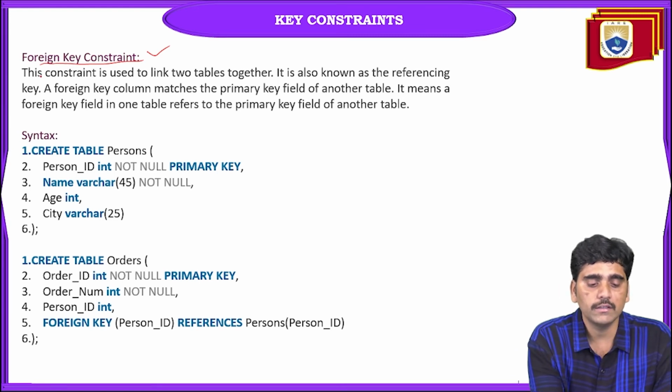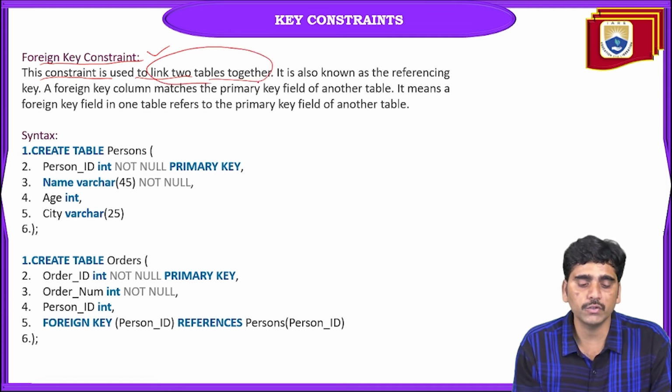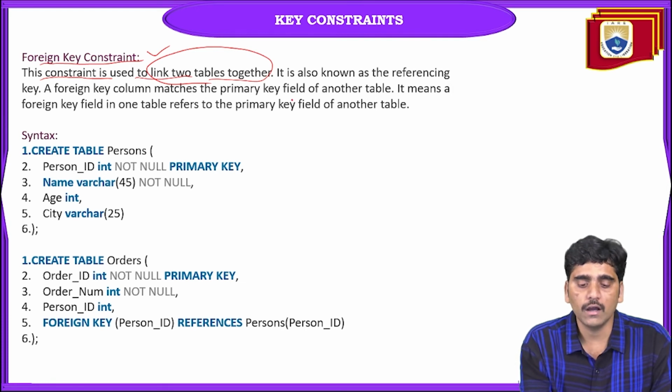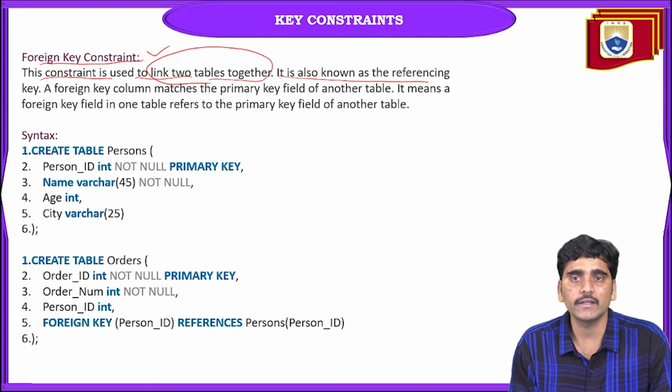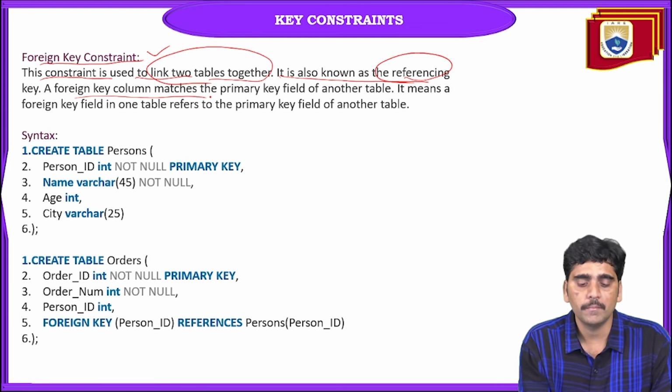So see here, this constraint is used to link two tables together. It is going to be showing that link for two tables together. It is also known as the referencing key. So foreign key is also known as the referencing key. So a foreign key column matches the primary key field of another table.